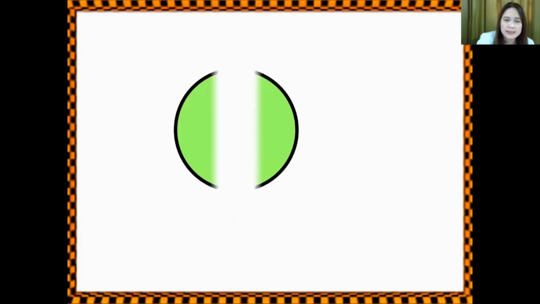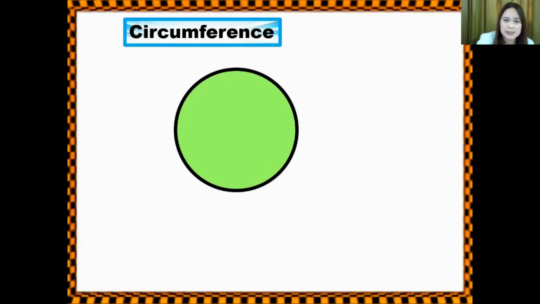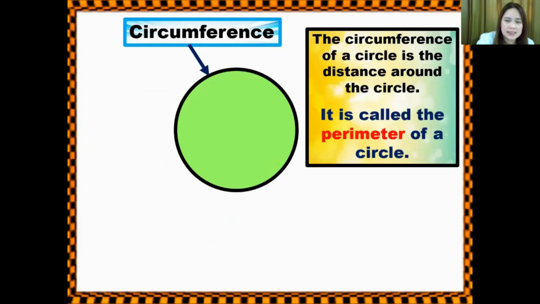Now, let's define what a circumference is. What do we mean by the word circumference? Circumference is the distance around the circle. It is also called the perimeter of a circle. Remember, how do you work out the perimeter of a shape? We get the total distance around the shape. So it's the same thing as the circumference of the circle.